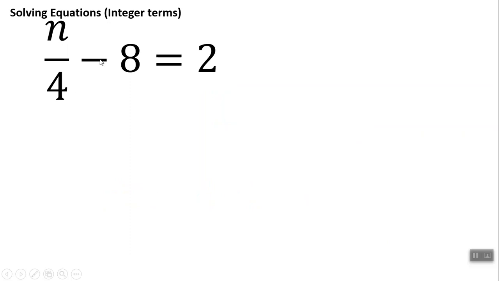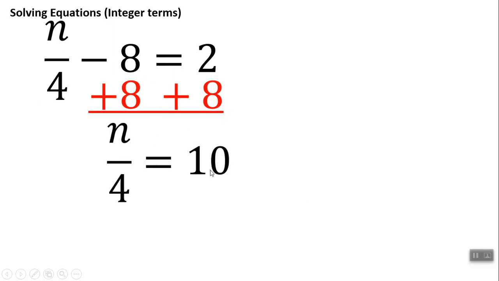n over 4 minus 8 equals 2. So this one, the divide by 4 is not over the entire expression. It's just over the variable. So we're going to go ahead and get rid of the constant. We're going to add 8 to both sides of the equation. And you get n over 4 equals 10.